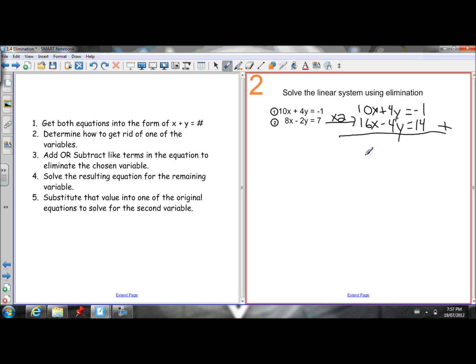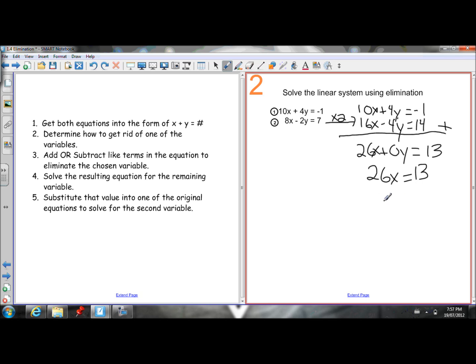10x plus 16x is 26x. 4y plus -4y gives me 0y. Adding a negative means subtracting, so 4y minus 4y is 0y. So plus 0y, I don't even have to write that. 0y is nothing. -1 plus 14 is 13. Oops, I forgot my x there. Sorry, that should be 10x plus 16x is 26x. So I have 26x equals 13.